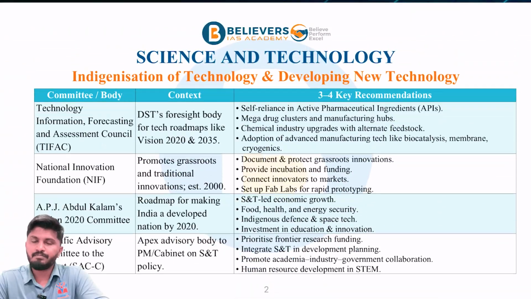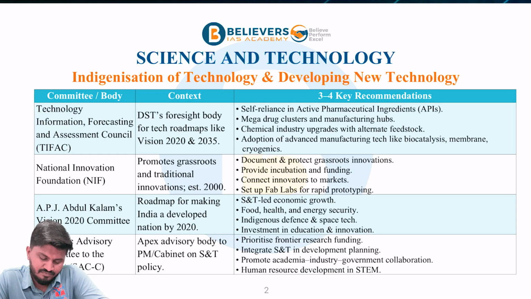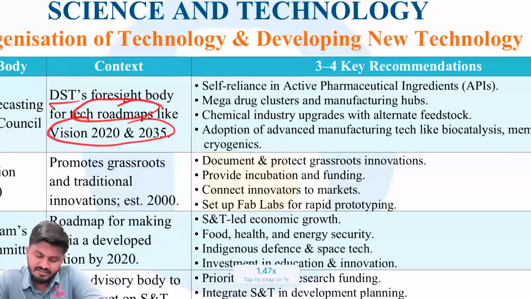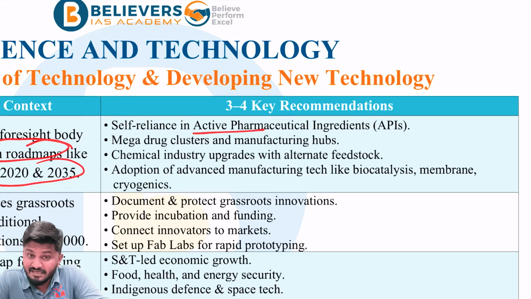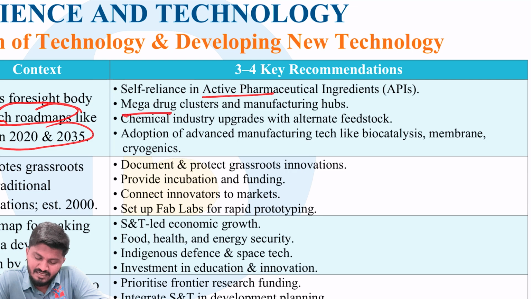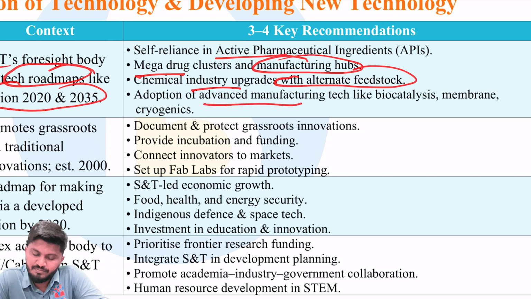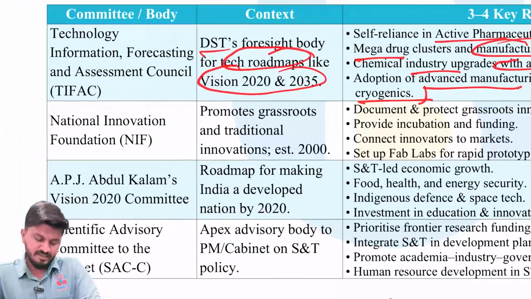So one important committee with respect to science and technology is the Technology Information Forecasting and Assessment Council, that is TIFAC. The context was DST's foresight body for tech roadmaps like Vision 2020 and Vision 2035. And the important recommendations are self-reliance in active pharmaceutical ingredients, that is APIs, mega drug clusters and manufacturing hubs, chemical industry upgrades with alternate feedstocks, adoption of advanced manufacturing techs like biocatalysts, membranes, and cryogenics. All these recommendations were provided by TIFAC.